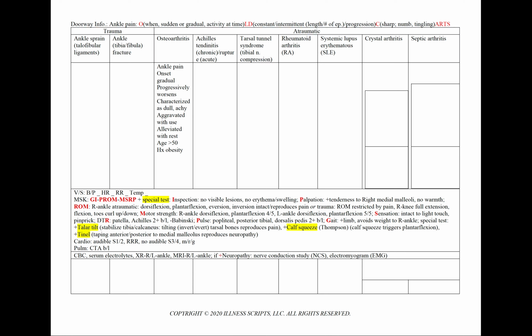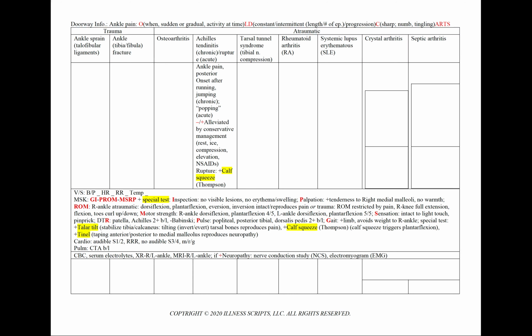In osteoarthritis or degenerative joint disease, DJD, we'll see ankle pain, an onset now that's more gradual, but progressively worsening. It will be characterized as dull or achy, and classically, it's aggravated with use, alleviated with rest, and seen in an older patient. As with all lower extremities, obesity from the added weight could increase the risk.